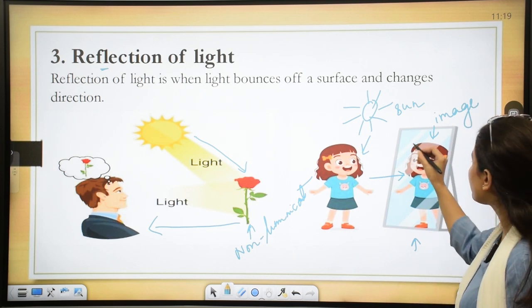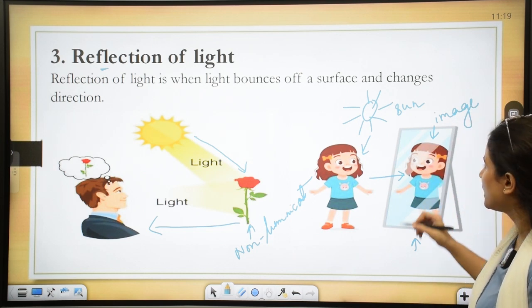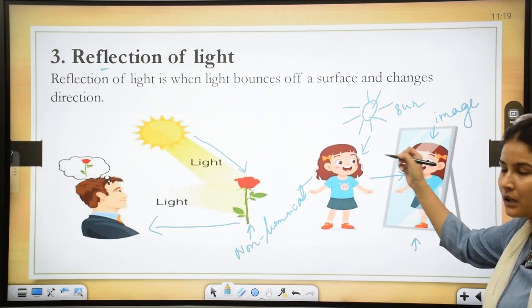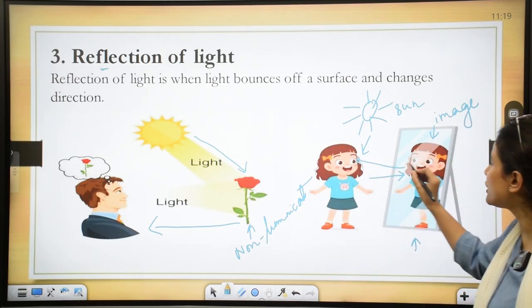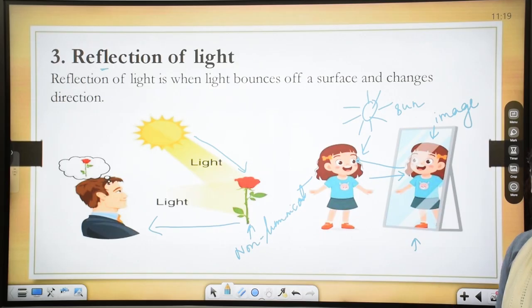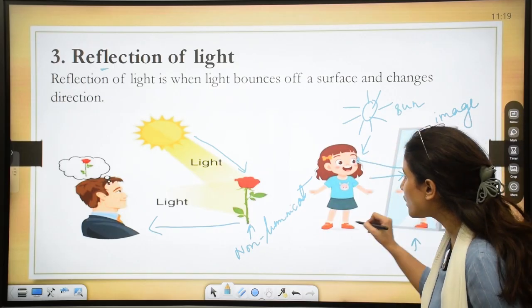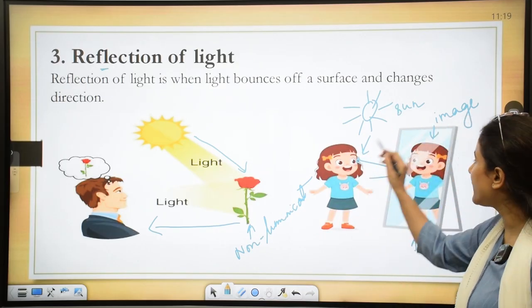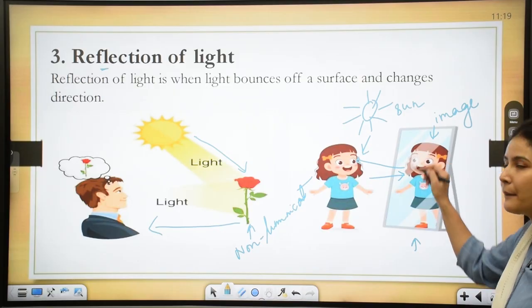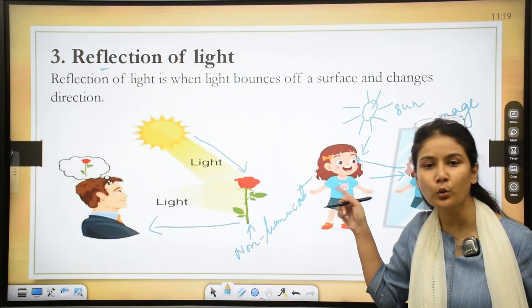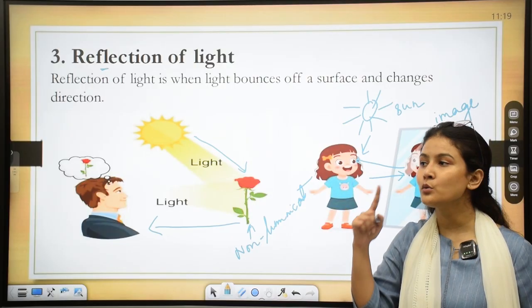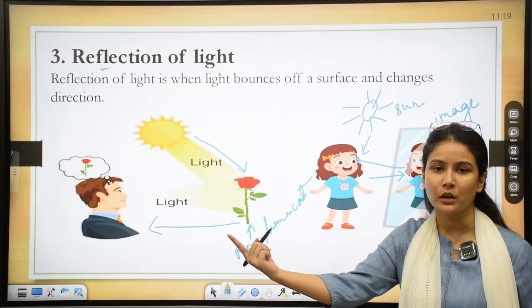Now the rays from this image are being emitted from the mirror and they are reaching the girl's eyes. That is why she is able to see herself. So reflection is happening here also. That is why her image is formed, and reflection is happening here also. That is why she can see herself. So there are 2 reflections for you to see your image in the mirror.